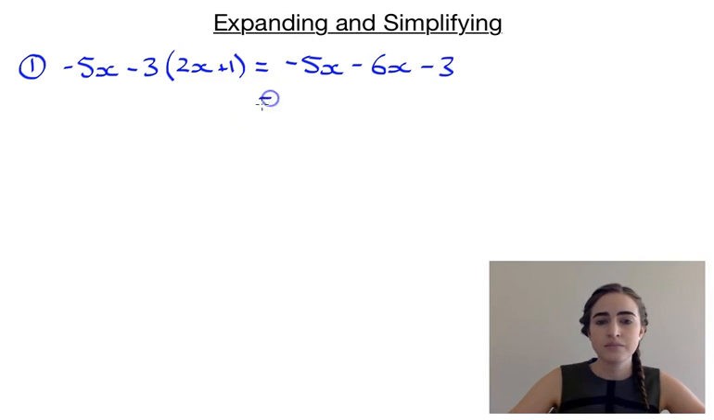So now we can simplify that expression by collecting like terms. Our minus 5x minus 6x would give us minus 11x. And then we've still got that minus 3 on the end as well.